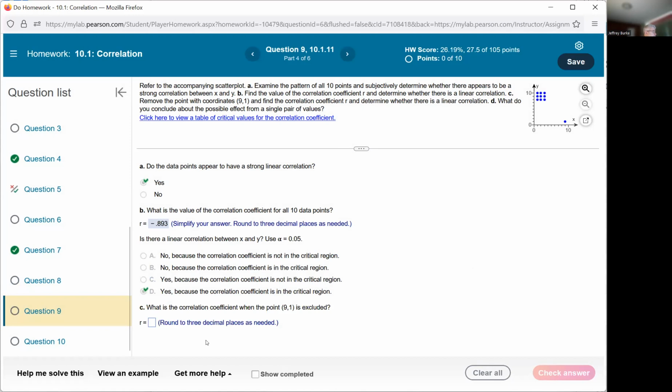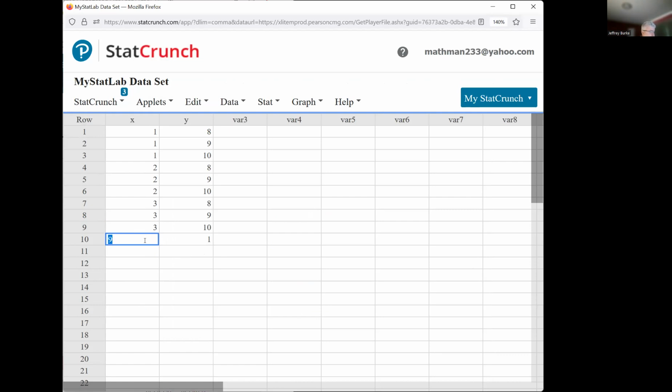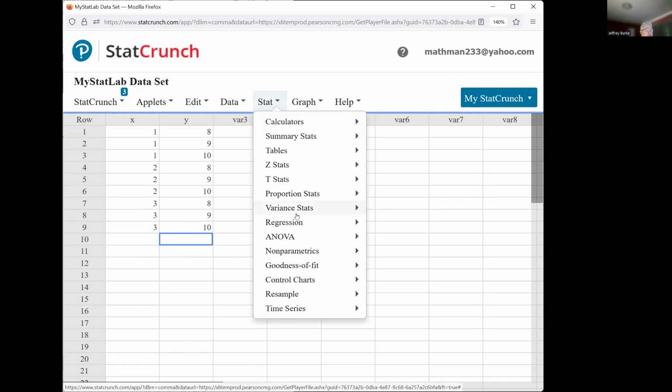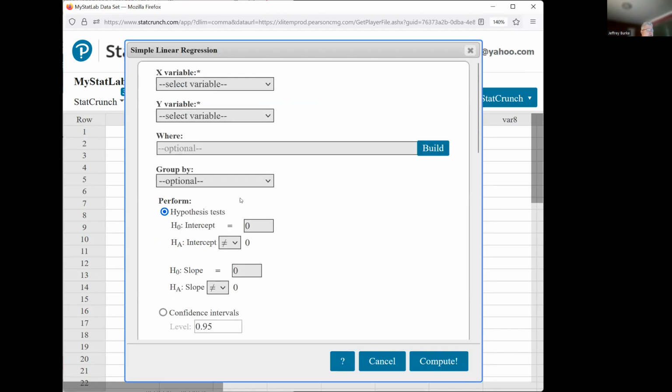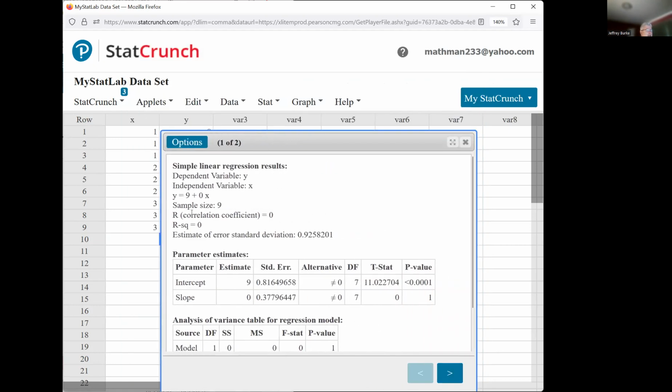Continue. What else do you want to know? What is the correlation coefficient if the 0.91 is excluded? Okay, so let's go back to StatCrunch now and see what that is. I think we'll have a very different result. So go stat, regression, simple linear, X, Y. Yeah, it's just 9 plus 0x. And the reason is because you draw any line that's going to be like this.